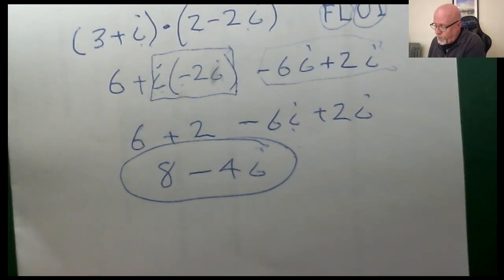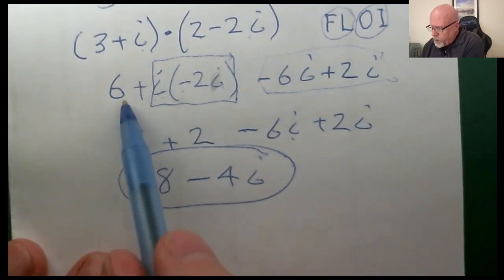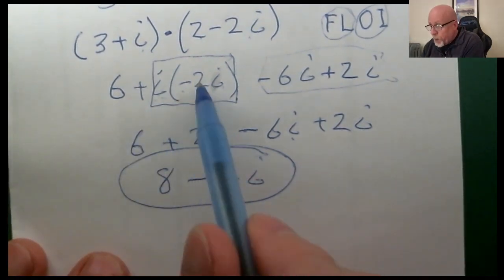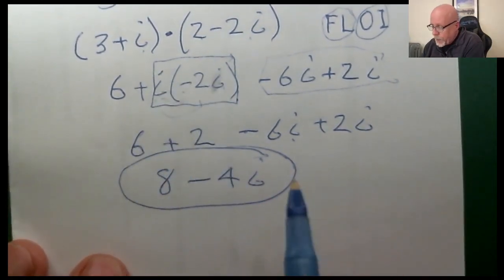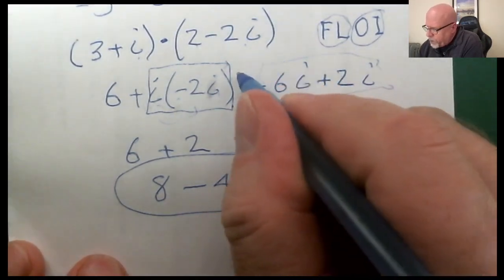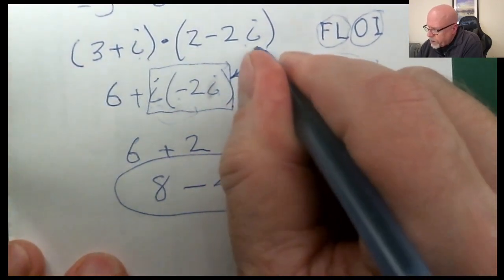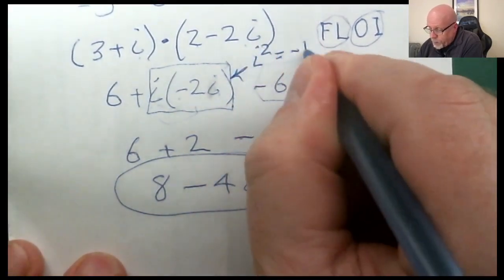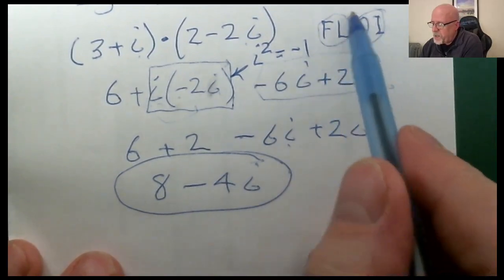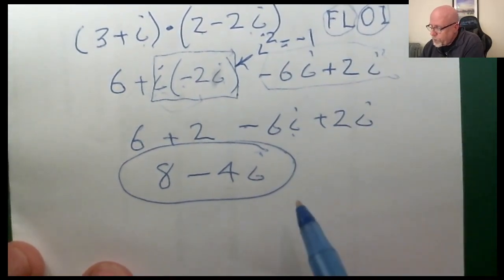So if you adopt my practice and do Floi, your first times first is always going to be real, but so is the last times last. And I just want to emphasize that in here, you're using the fact that i squared is equal to negative 1 every time. That's why it makes sense to do the first and last together to get the real numbers.